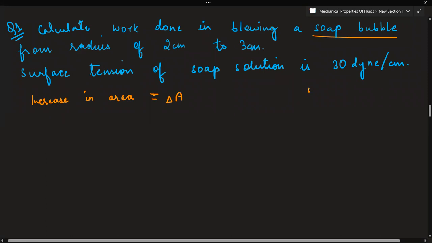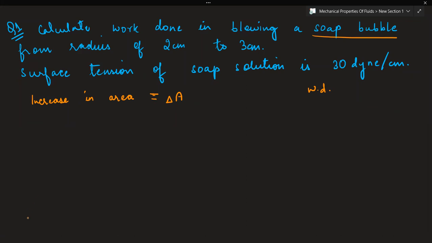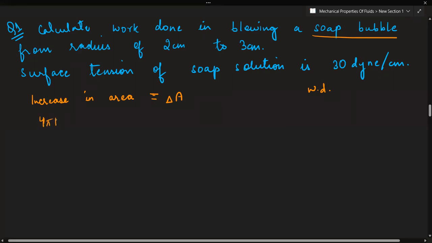See, it is not 2 pi r. 2 pi r is the perimeter. The perimeter of a circle is 2 pi r. We need the increase in area of a soap bubble. Soap bubbles are spherical, understood? So the surface area of a sphere is given by 4 pi r square. That is the surface area for a sphere.